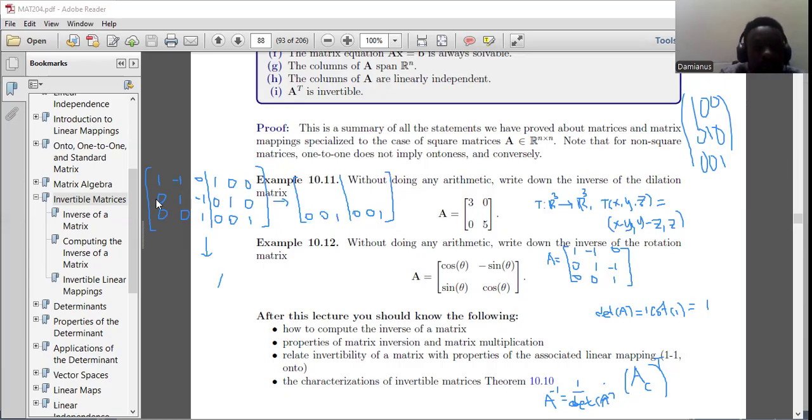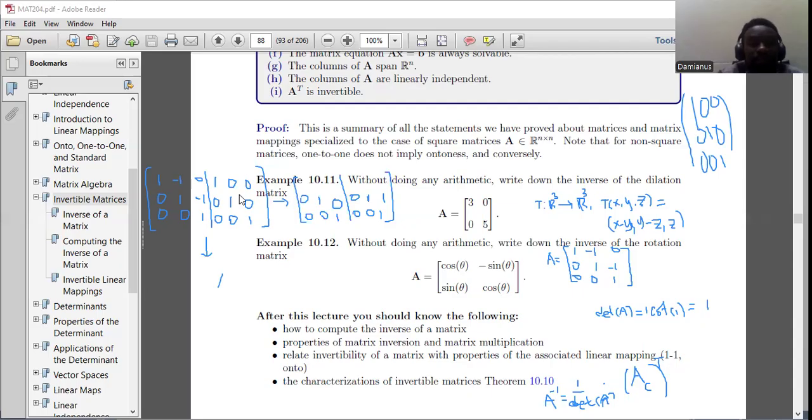Now this one, row 2 becomes row 2 plus row 3. 0 plus 0, 0. 1 plus 0, 1. Minus 1 plus 1, 0. You see, this is looking nice. And then this is 0. The next one is 1. The next one is 1. I hope I'm right. So 0, 1, 1.